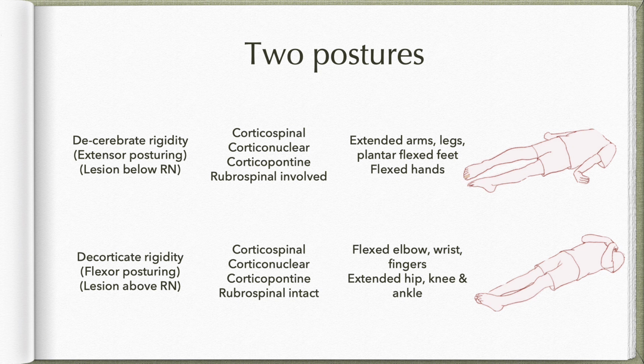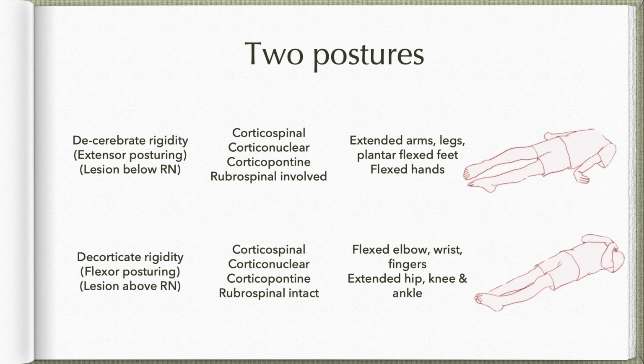Only the hands will be flexed a bit. So that is what is called decerebrate rigidity. Now coming to decorticate rigidity, otherwise known as flexor posturing, here the lesion is above the level of the red nucleus. So corticospinal, corticonuclear and corticopontine fibers are involved, but the rubrospinal tract is intact.